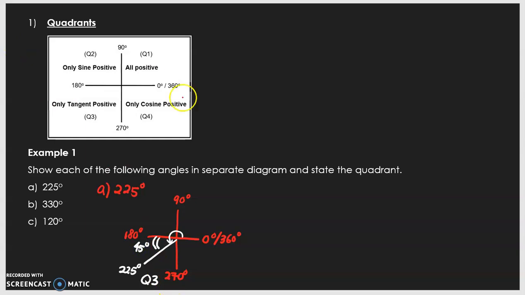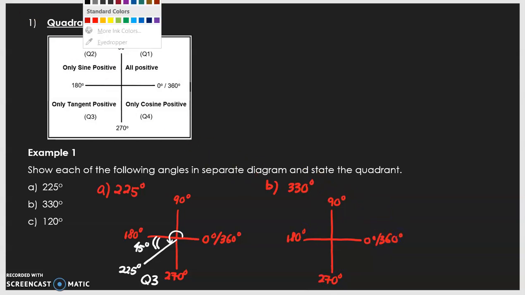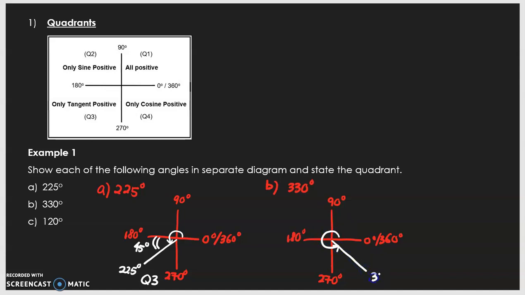Now we move on to question B. Let's say 330 degrees. So again, we have 4 quadrants. Start with 0, 90, 180, 270, and finally 360 degrees. So 330 degrees is around here. So 330 degrees is located in quadrant number 4.